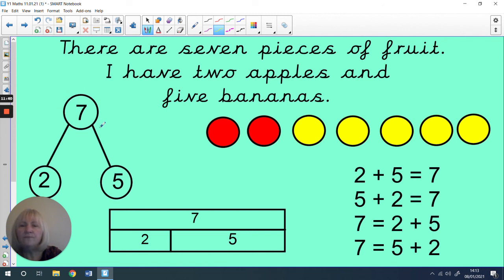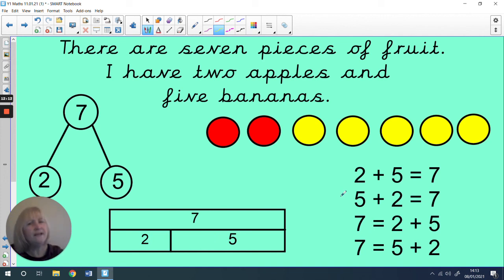Here's the cherry diagram, so that might look like this. There's the whole, 7 pieces of fruit in total, and there's the number 2 for the 2 apples and the 5 bananas. You might have drawn these 2 parts the other way round, so you might have drawn the bananas first and got number 5 and then number 2, the apples. That would be okay. And here is the bar model, 7 in total, 2 apples and 5 bananas. And again, you might have switched those 2 numbers around the other way.